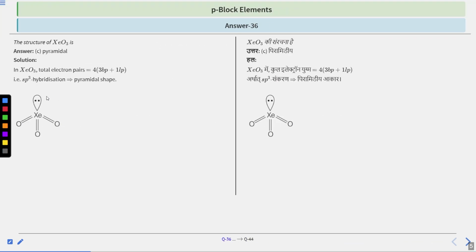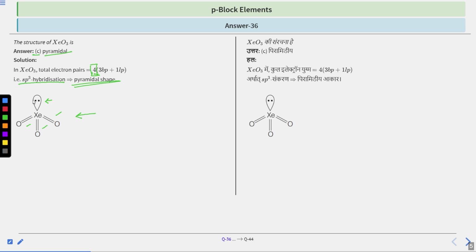Okay, let's see. The correct answer is option C, that is pyramidal. If you look at the electron pairs present in the XeO3 molecule, the total electron pairs is 4: 3 bond pairs plus 1 lone pair. So it is sp3 hybridized and it has a pyramidal shape. You can see here, this is the shape for XeO3 having 1 lone pair and 3 bond pairs.